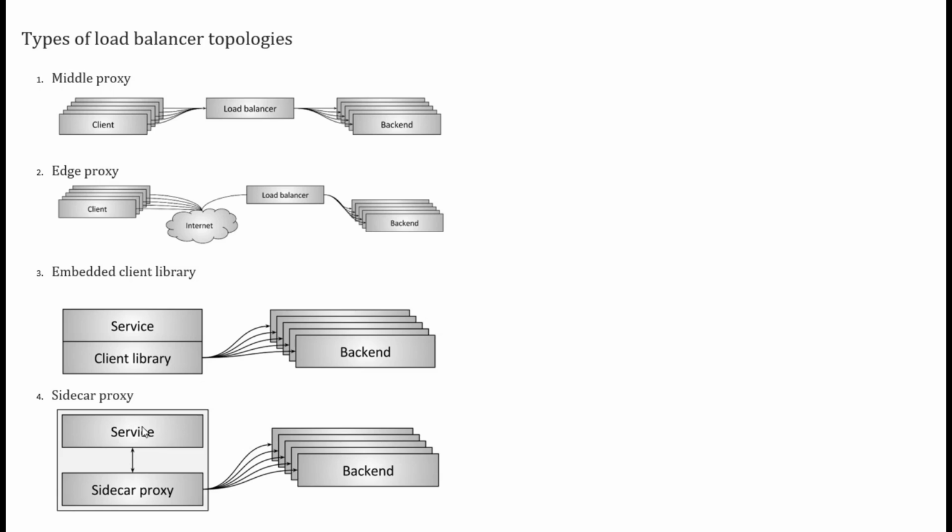To solve this problem, we come up with a sidecar proxy. This sidecar proxy is not embedded with a service, so you can implement any language, and you have to send your request to the sidecar proxy, and the sidecar proxy navigates your request to the backend server. So these are the mainly four types of load balancer topology, which are mainly used in current scenarios.